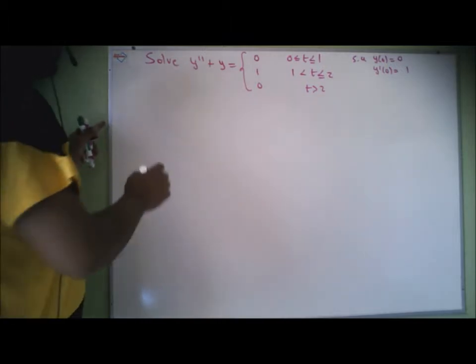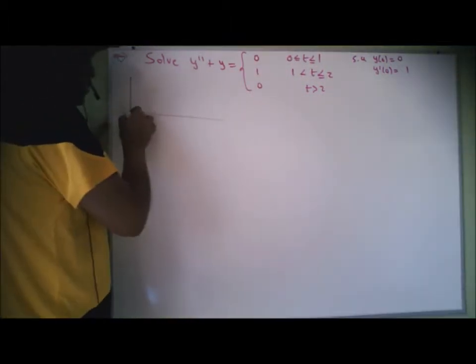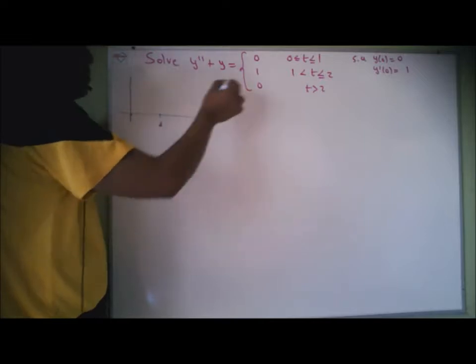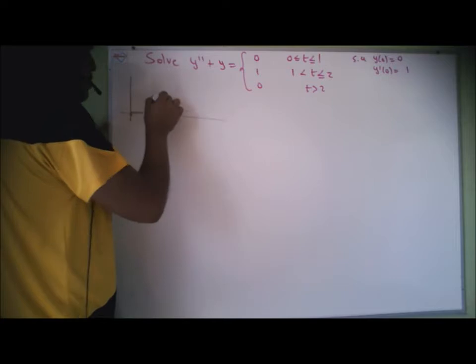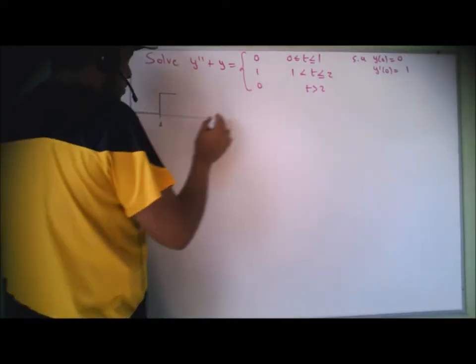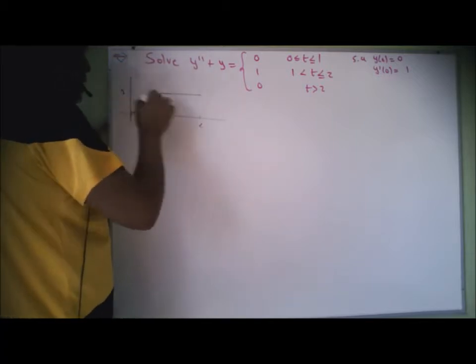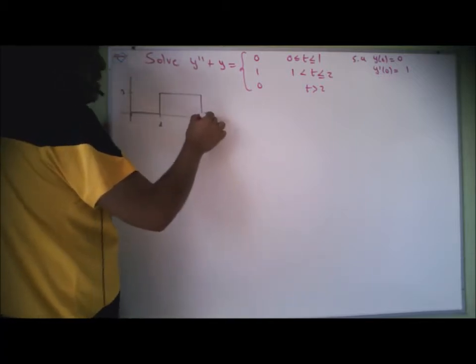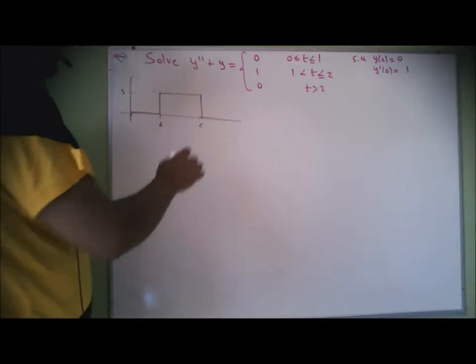the composite function. Okay, according to this, from 0 to 1 in the time domain it is equal to 0, and then it is equal to 1 between 1 and 2, so this is 2, it is equal to 1, and then drops to 0 again to infinity. Okay, so this is the function.